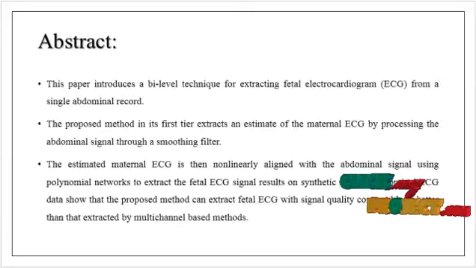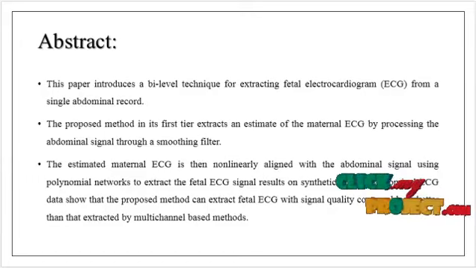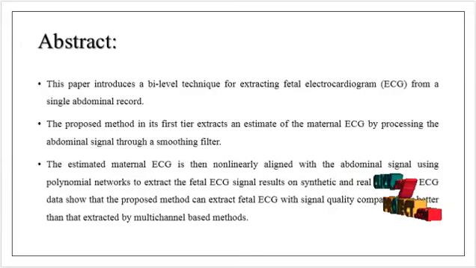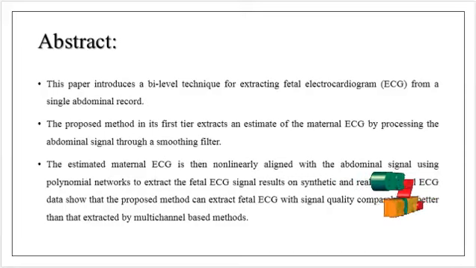Now we are going to discuss the project, extracting fetal ECG from a single maternal abdominal record. Now we are going to discuss the abstract of the process. This process introduces a bi-level technique for extracting the fetal ECG from the single abdominal record. The proposed method first extracts an estimate of the maternal ECG by processing the abdominal signal through a smoothing filter. The estimated maternal ECG is then nonlinearly aligned with the abdominal signal using polynomial networks to extract the fetal ECG signals.